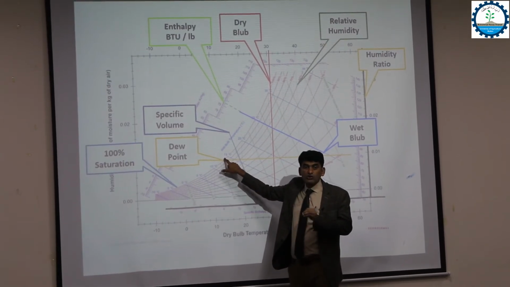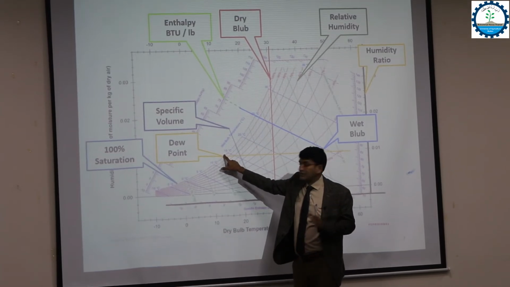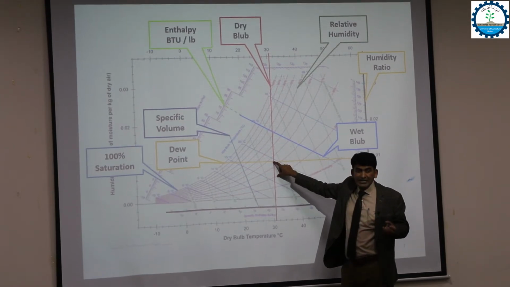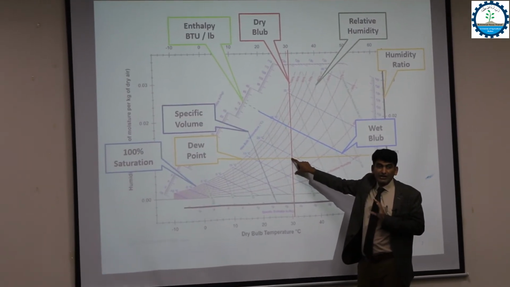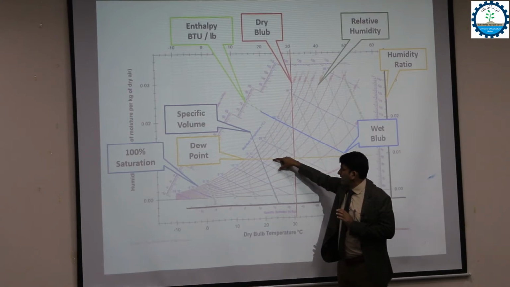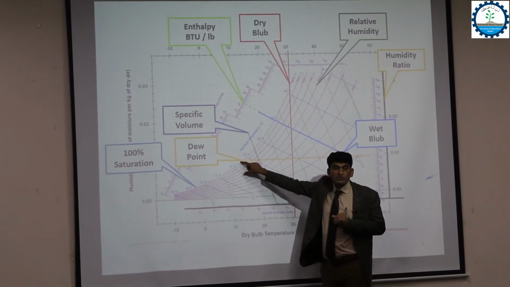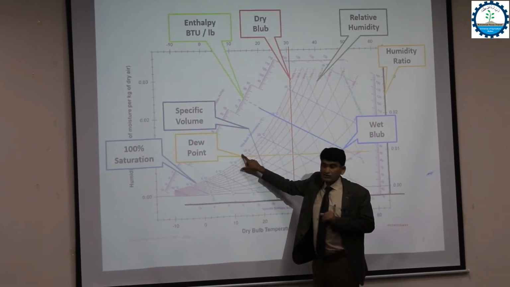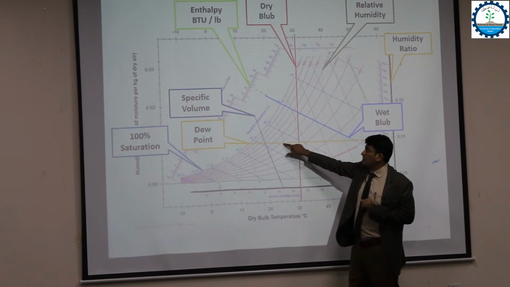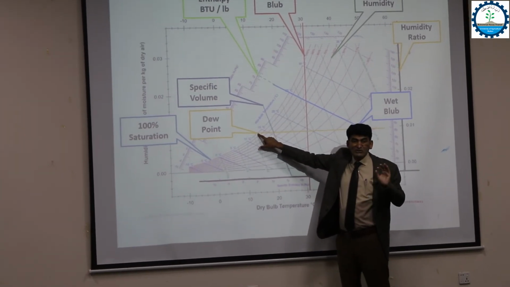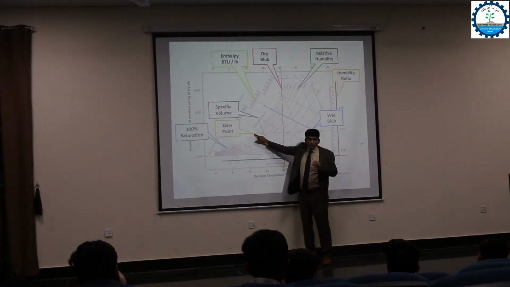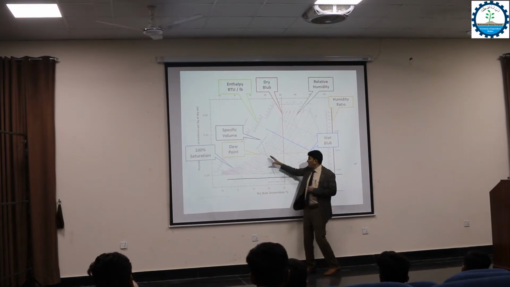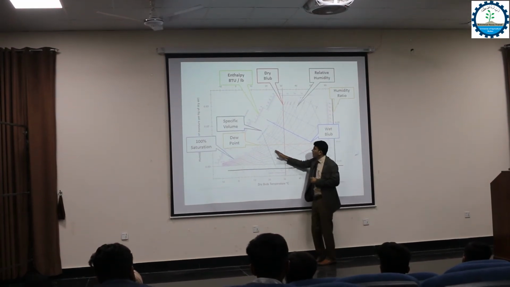So you can also check the dew point here. Suppose there is a point here, and you want to check the dew point at this temperature. You have to follow the horizontal line straight to the saturation line. So this will be your dew point. You have to move from that point horizontally and touch the saturation line. Most students confuse dew point and wet bulb temperature. Wet bulb lines are actually these diagonal blue lines.